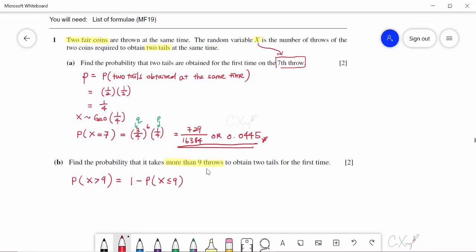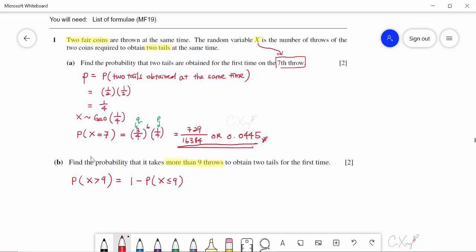It is because if you have a geometric distribution, for any X which is more than a number, you actually get infinity, you can get unlimited terms.